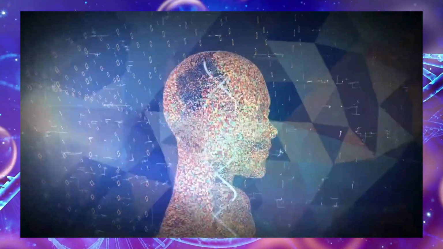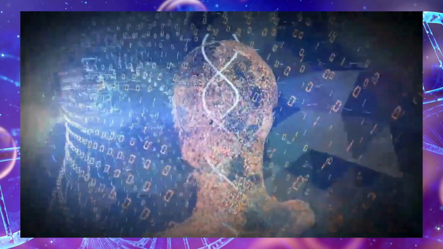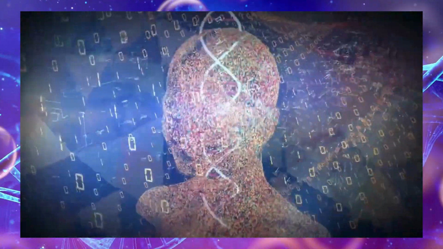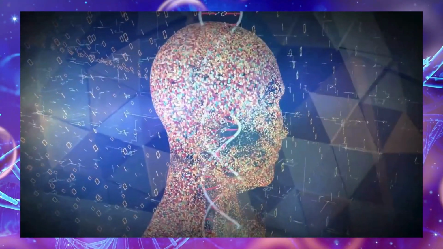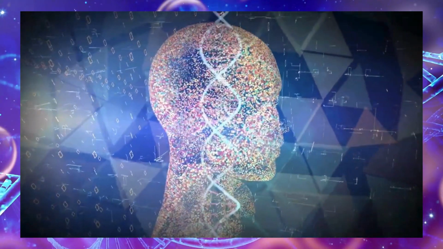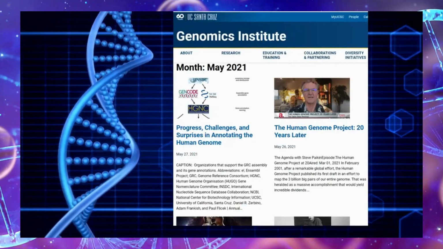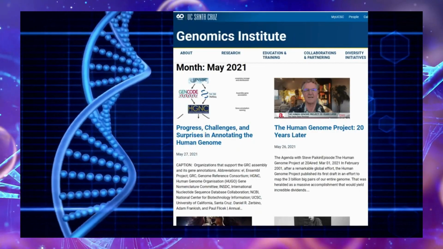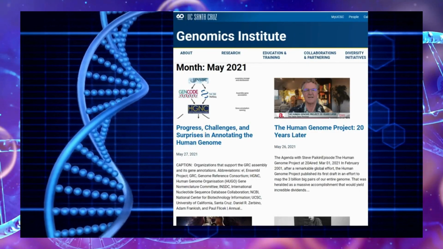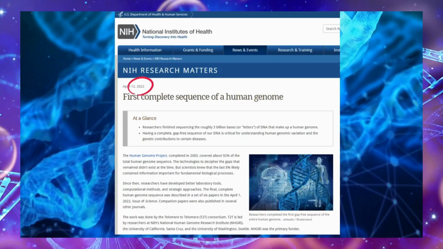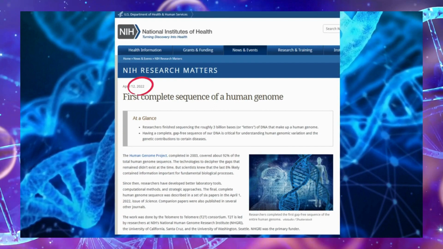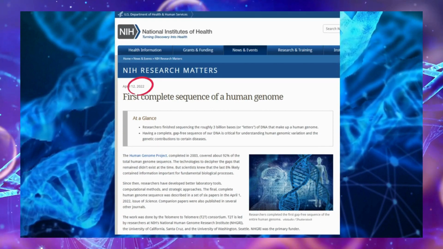Planning began after the US government adopted the idea in 1984, and by April 14, 2003, about 92% of the human genome had been mapped. In May 2021, scientists reached the complete genome level, with only 0.3% of the bases having possible issues. And the final gap-free version was finished in January 2022.